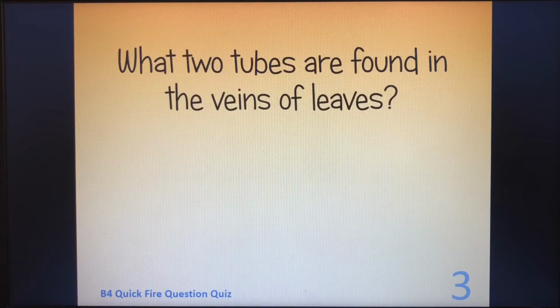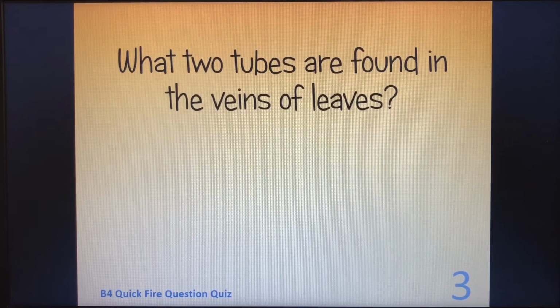Question 3. Which two tubes are found in the veins of leaves? So we know that we can see the veins in the leaves. Inside there we've got the kind of transport network of the plant. Two tubes found in leaves. One carries sugar, one carries water and minerals.